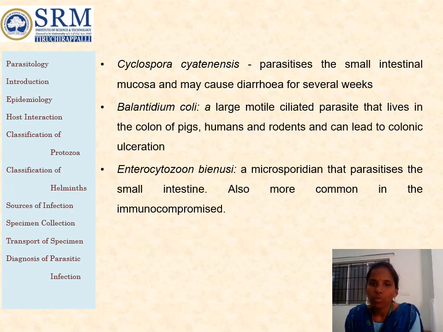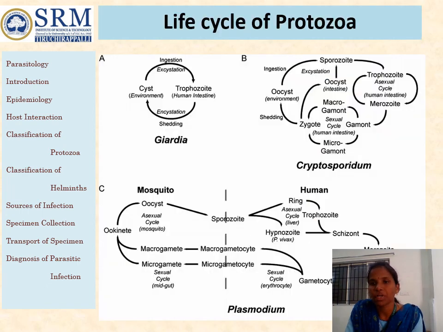Next is Balantidium coli, a large motile ciliated parasite that lives in the colon of pigs, humans, and rodents and leads to colonic ulceration. And Enterocytozoon, a microsporidium, is a type of parasite that commonly affects the immunosuppressed.